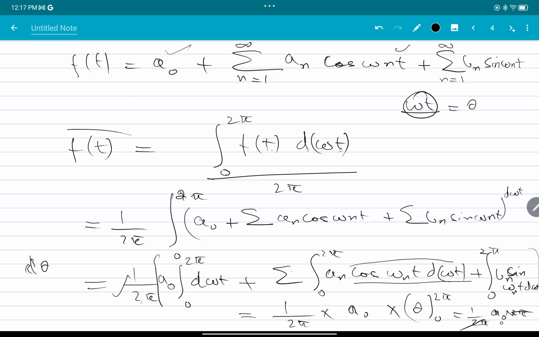Now go back and see what we started with. A naught is the average value of f(t), and that average value is 1 by 2 pi, integral from 0 to 2 pi of f(t), or f(omega t), d omega t. That's one. Now remains an.